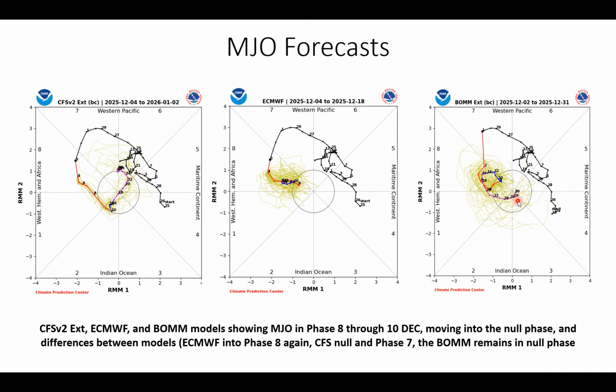We look at the Jeff's, we look at the European, we look at the BOM, we look at the CFS, and there are some differences here. All of them show that we're in phase 8 right now, but where does the MJO loop around, and where does it come back out after looping around in the null phase?